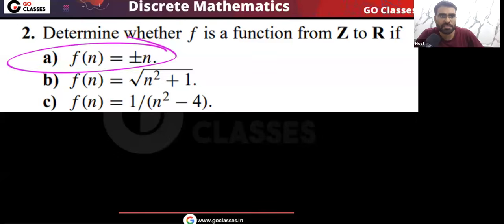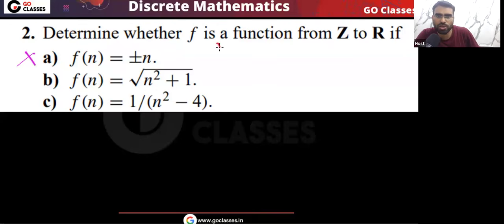First of all, you tell me, is this a function from integers to real numbers? This is not a function. Why is this not a function? Because you can notice what f(2) will be. f(2) will be plus 2 comma minus 2. Yes or no? So that is the reason this is not a function. Okay, very simple. What about the last one?